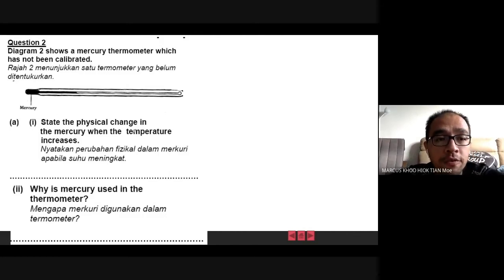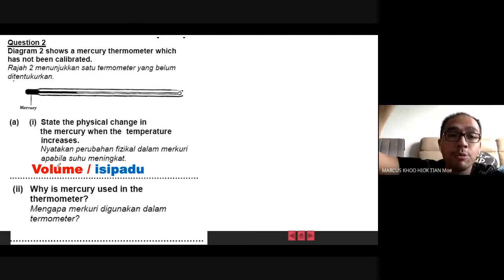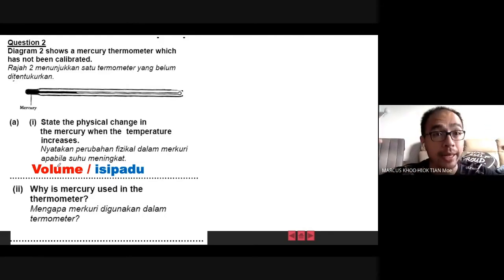All right, so state the physical change in mercury when the temperature increases. Okay, the physical change should be the volume. What happens to mercury when the temperature increases? Why does it go up the thermometer? It's because it is expanding. It is expanding because of the volume.